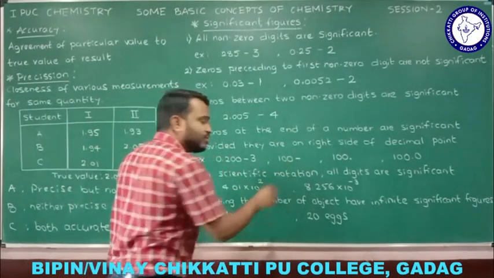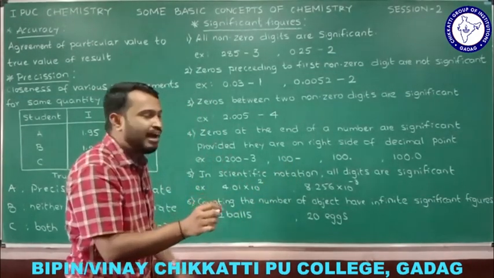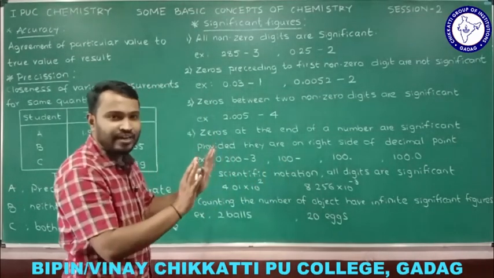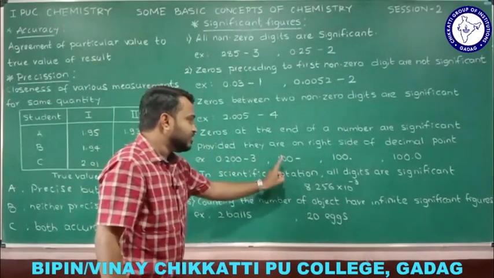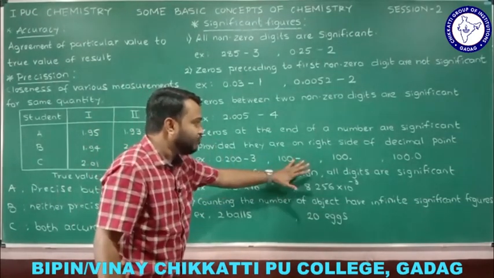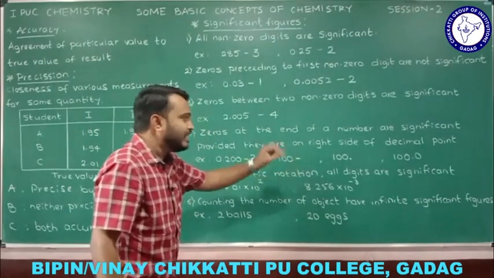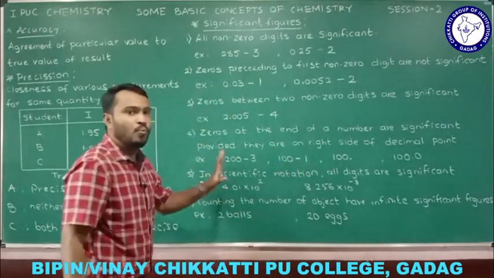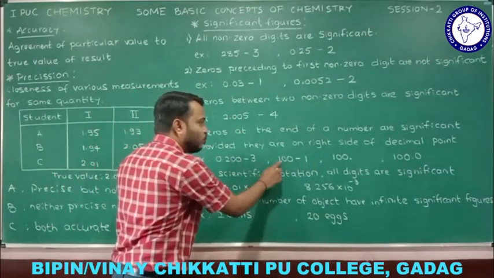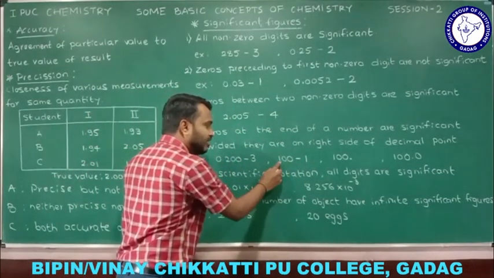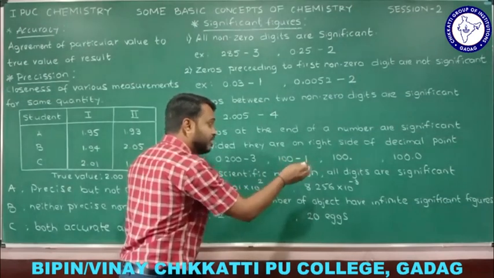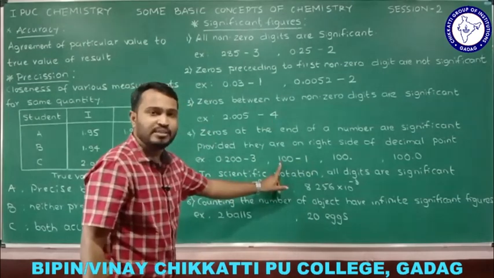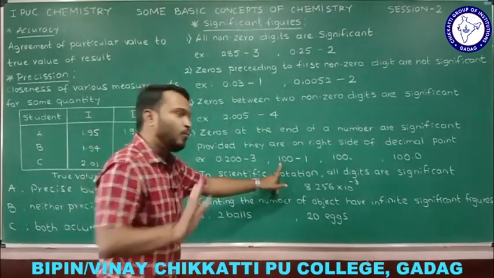The right side zeros are significant only if we have a decimal point, but in this case we don't have a decimal point, therefore the zeros present at the end of the number, on the right side, are not significant here. Therefore the number of significant figures will be 1. Why 1? Because 1 is significant. These zeros are not significant even though they are on the right hand side, because of the absence of a decimal point.